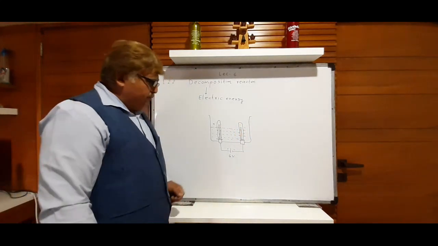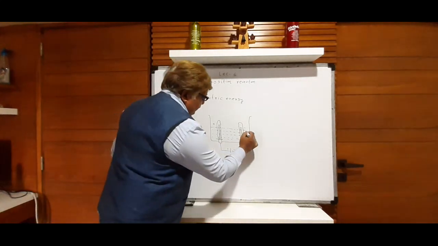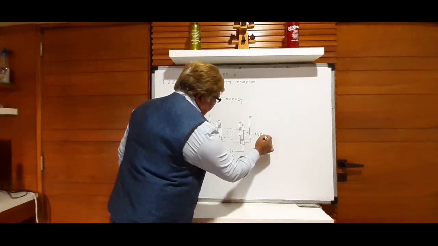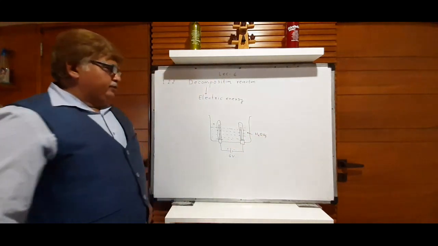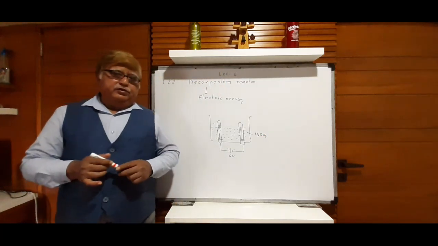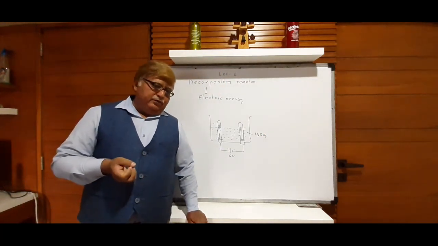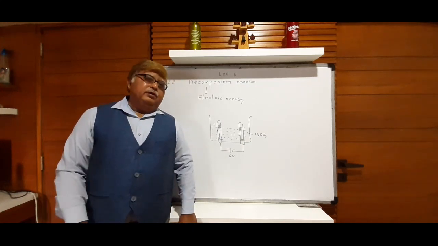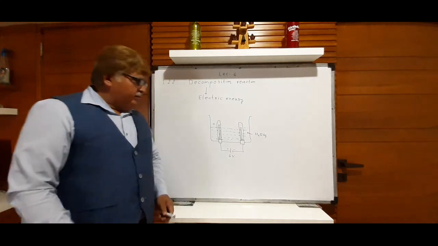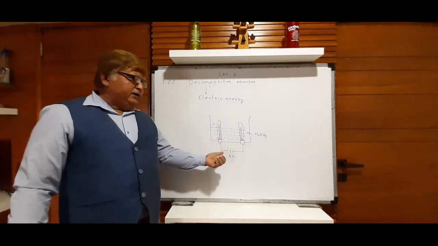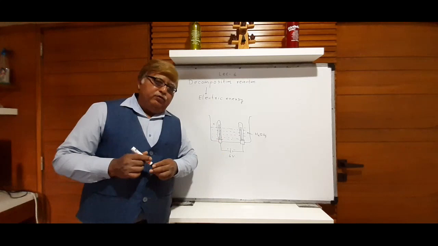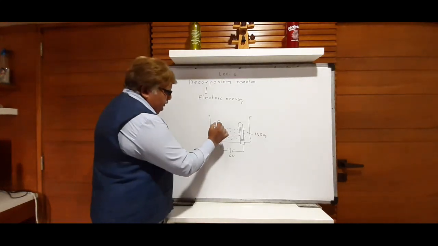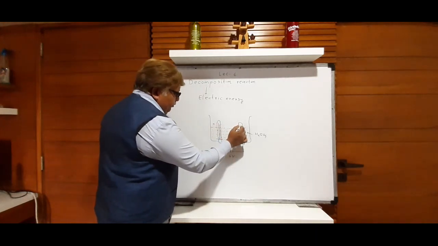Before you start passing electric current, you need to add some drops of sulfuric acid so that water becomes a good conductor of electricity. You all know that distilled water is a bad conductor of electricity. You need to add a few drops of acid to make it a good conductor. Now, when you pass electric current within a short period of time, what you will observe? You will observe formation of bubbles here in this test tube and here also.